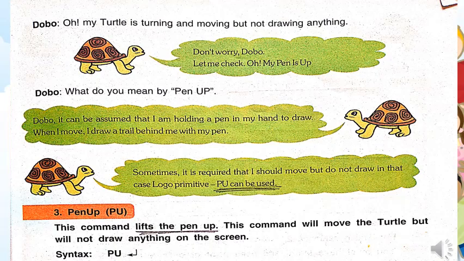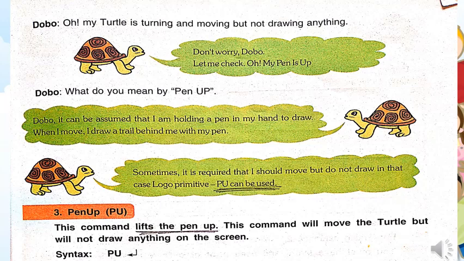Okay. Now Dobo says, "Oh, my turtle is turning and moving but not drawing anything." Then Turtle says, "Dobo, don't worry. Let me check. Oh, my pen is up." Then Dobo says, "What do you mean by pen up?" Then Turtle says, "Dobo, it can be assumed that I am holding a pen in my hand to draw. When I move, I draw a trail behind me with my pen."